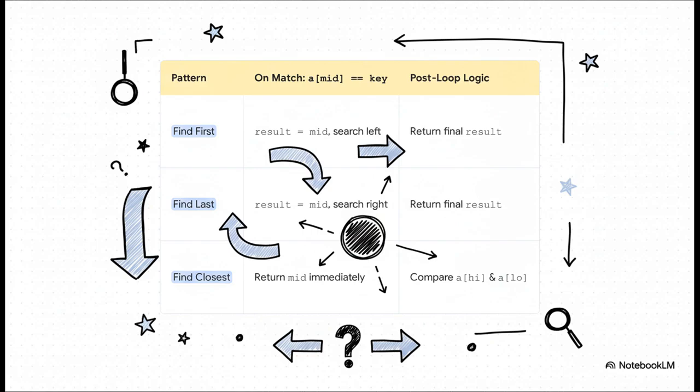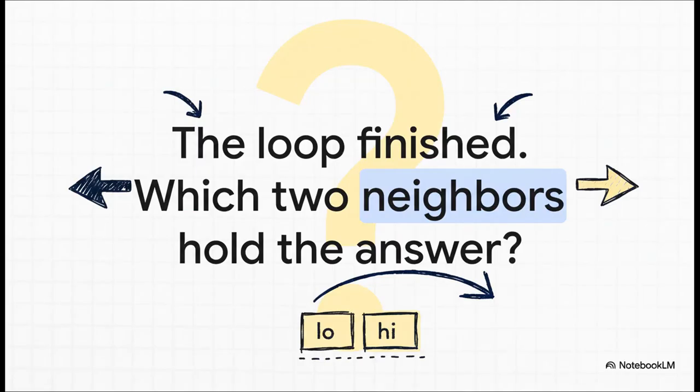But if the loop finishes without a match, all the important logic happens after the loop when you compare those final two neighbors. So I'm going to leave you with this one last thought to really lock in that final pattern. Your binary search for something that doesn't exist is over. Your low and high pointers have crossed. Where is the answer hiding? It's always in those two neighbors, high and low. Master that concept, and you've truly mastered one of the most fundamental patterns in all of programming.